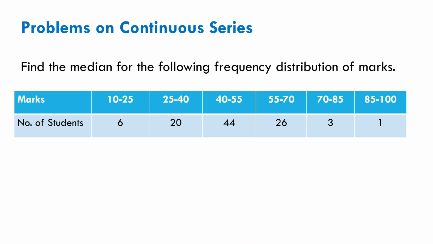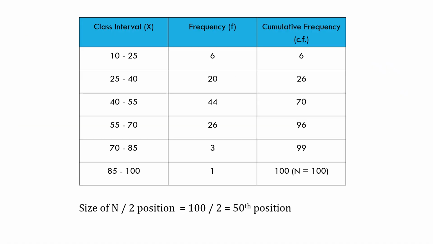Now we solve another problem in continuous series. Here the marks are given in the form of intervals starting from 10 to 25, 25 to 40, and finally ending with 85 to 100. And the frequency is given as the number of students. Now we consider the marks as x and the number of students as f, and then we find the cumulative frequency.